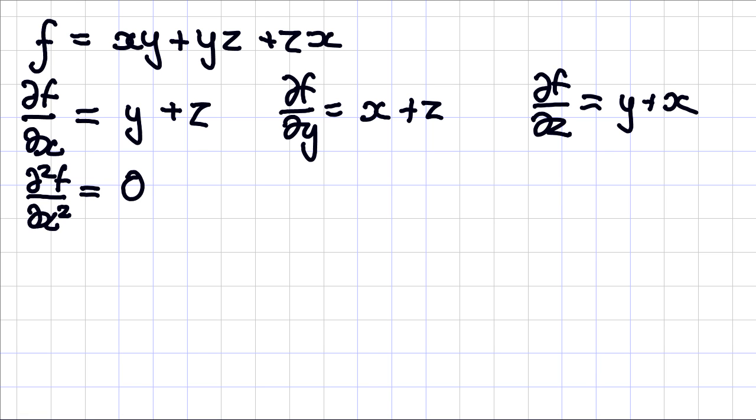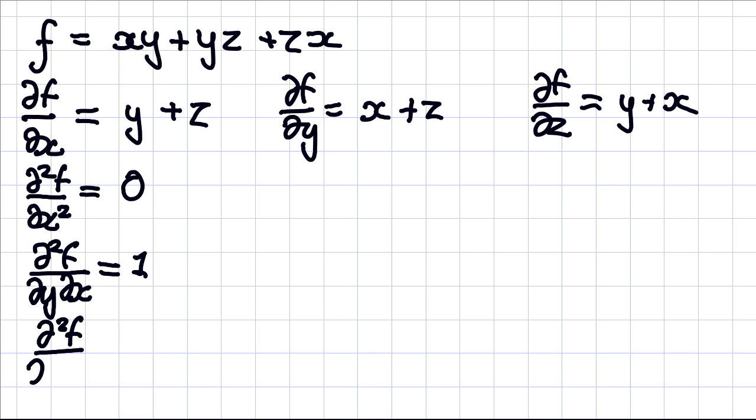Cross derivatives, on the other hand: we have d2f dy dx. So that's d by dy of df dx. We pick up a 1 from the first term, the derivative of y is 1, and z we treat as a constant, so we get 0. We also take d2f dz dx. The first term gives us 0, but we pick up a 1 from the second term.